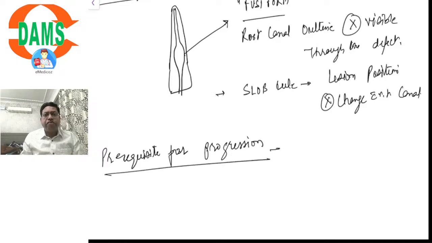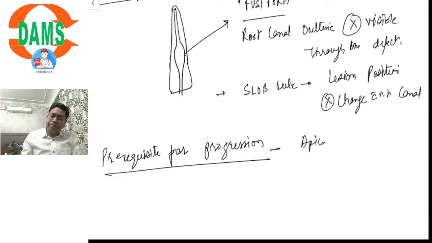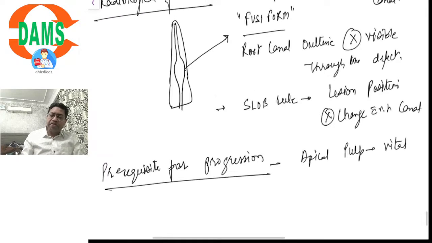Not for the initiation. What is the prerequisite for initiation of internal resorption? Damage to the predentine. What is the prerequisite for progression of the lesion? That is apical pulp, which should be vital. This is the coronal pulp and this is the apical pulp. Pulp apical to the defect.